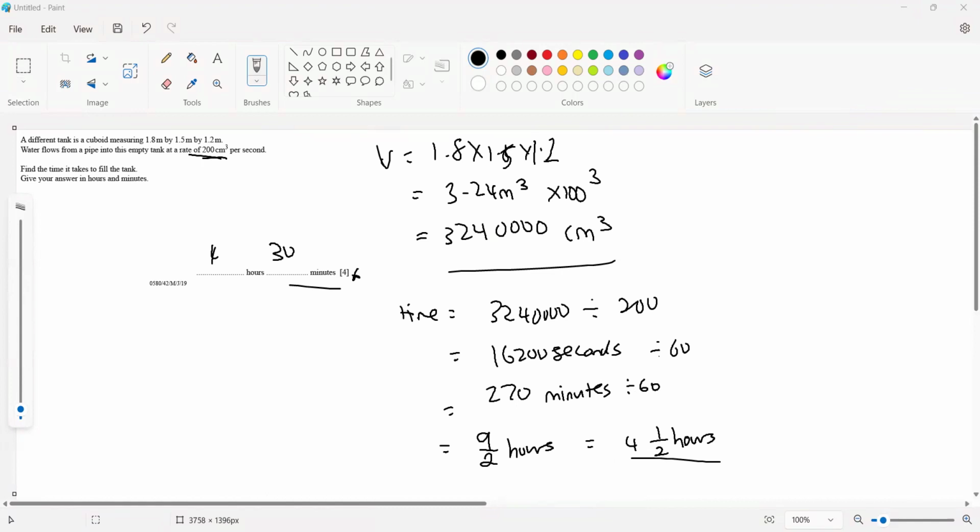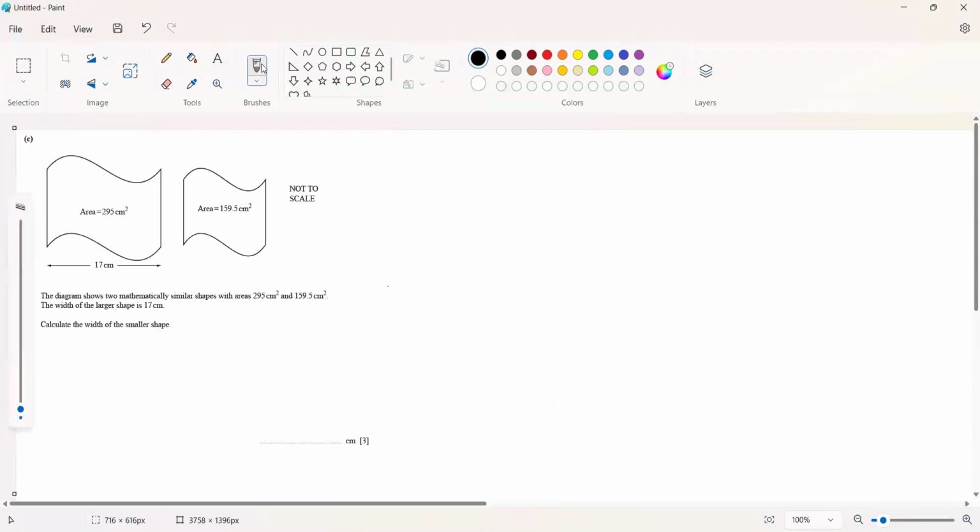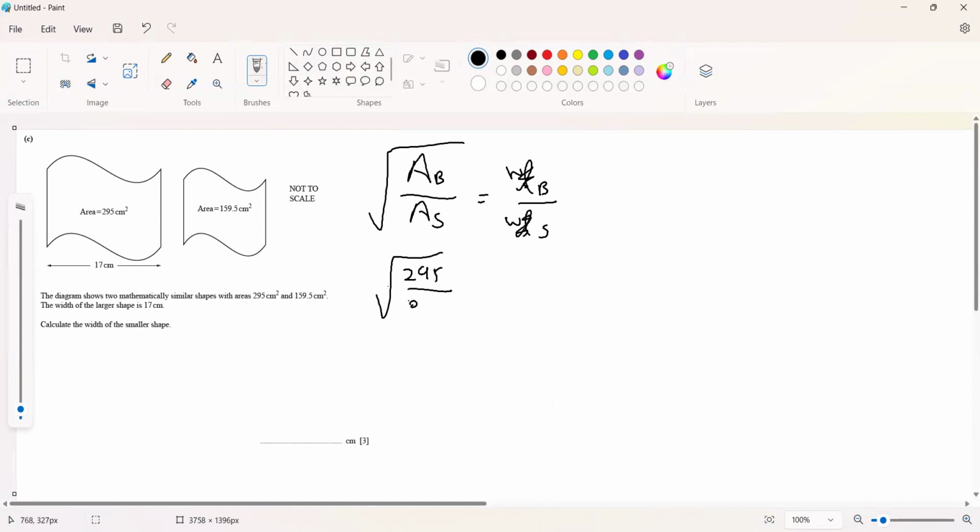So moving on to part C. In part C, we are given a similarity question. So in similarity, we are given the area as the shapes are mathematically similar. They gave us one length and they asked us to find the other width. So in other words, area of the bigger over the area of the smaller is equivalent to the length of the bigger over length of the smaller, or in this case, width of the bigger over width of the smaller. But you need to square root the area. So it'll be square root of 295 over 159.5 equals 17 over the width of the smaller one.